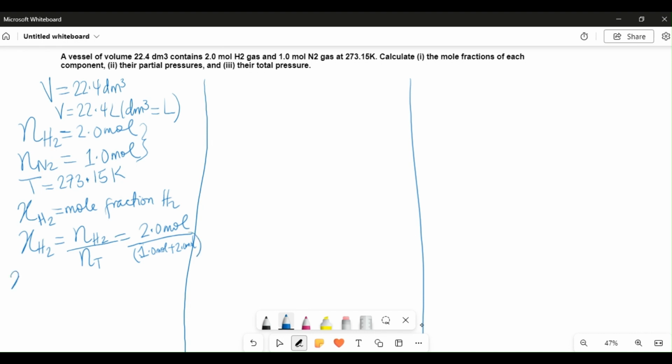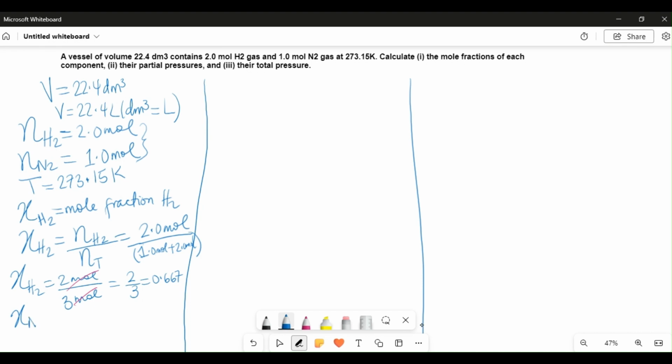So the mole fraction of H2 would be 2 mole divided by 3 mole. And you cancel it out. And then what you end up with is 2 over 3, which is 0.667.